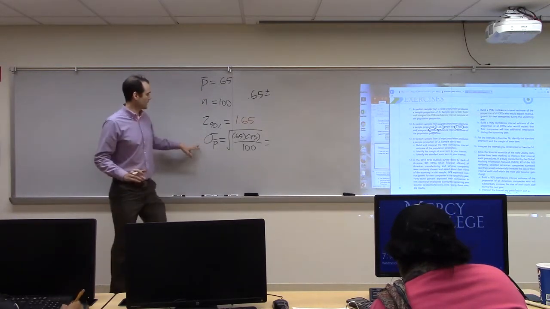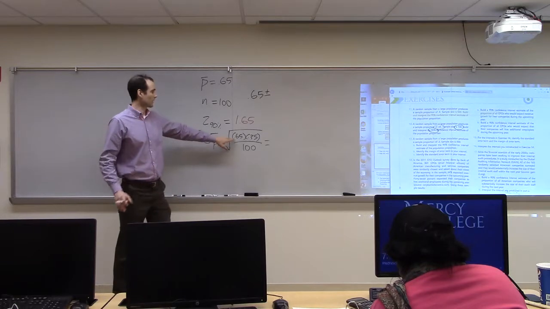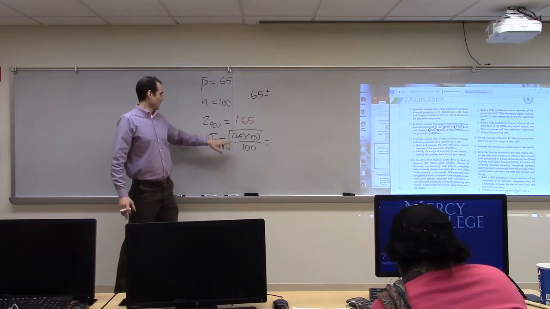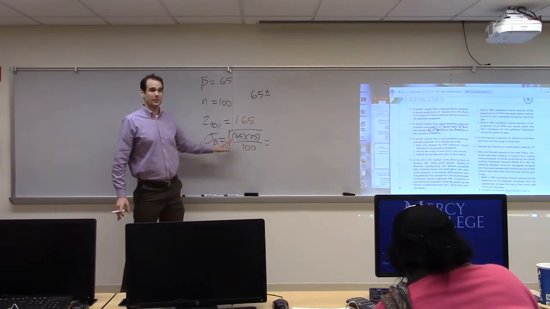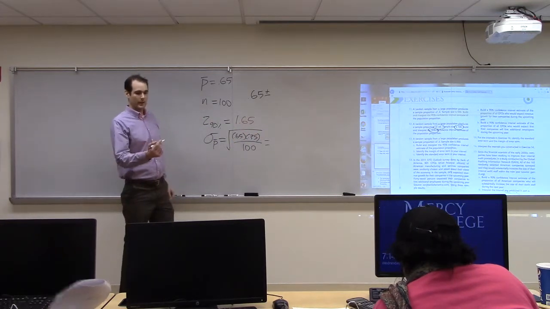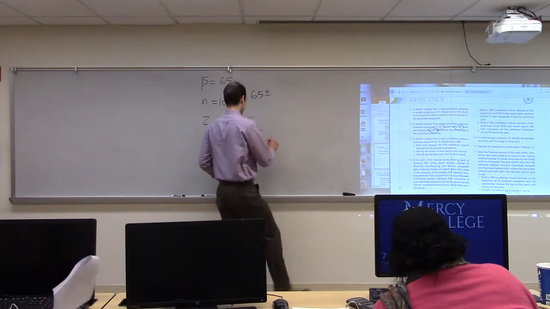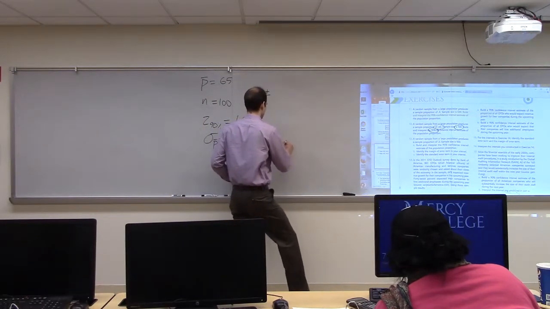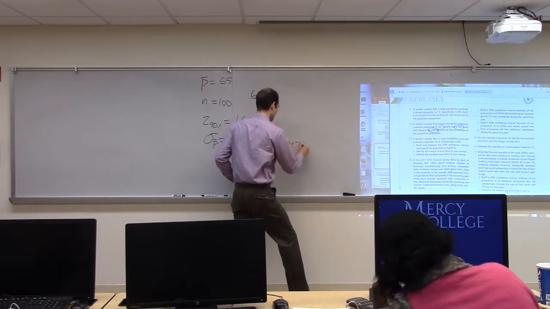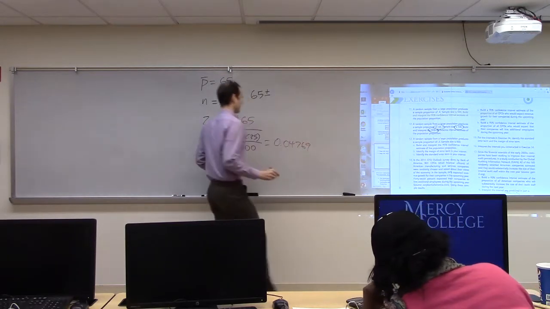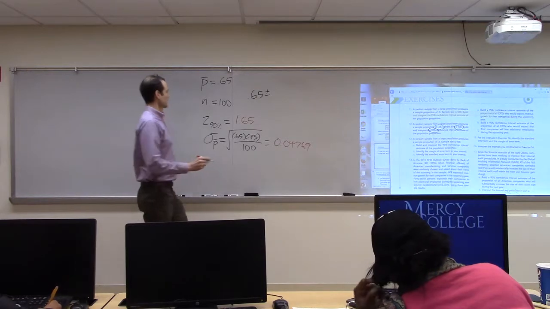And what is our standard error? Now we have the formula for it: the sample proportion times 1 minus the sample proportion, divided by the sample size, square root that whole mess. What does it come out to? 0.047696996. 0.0476, 9696. Okay, good.